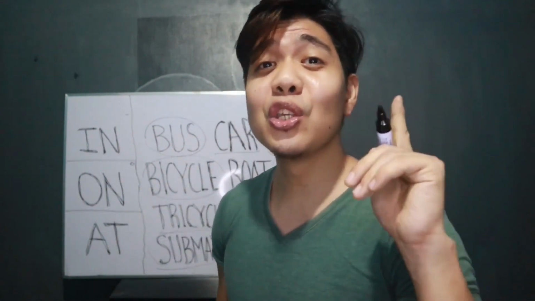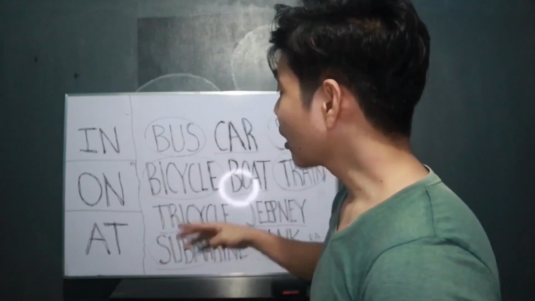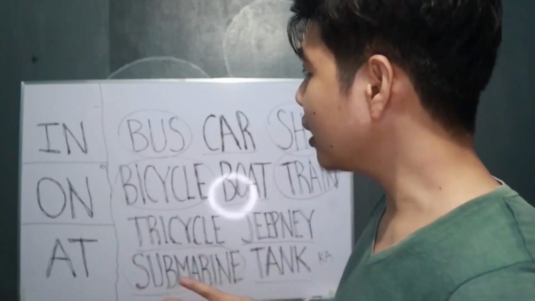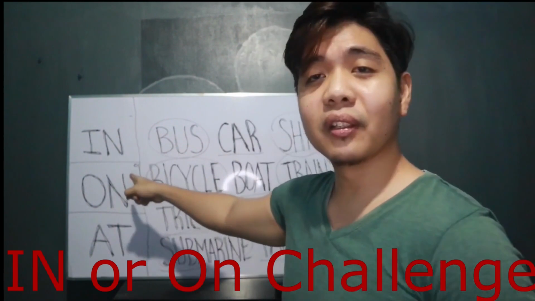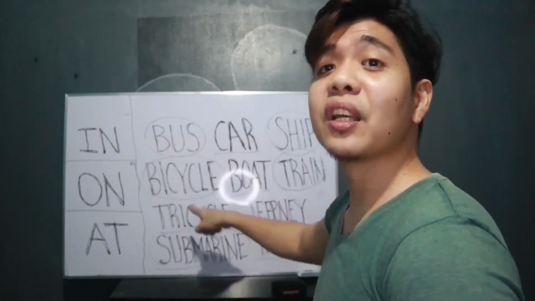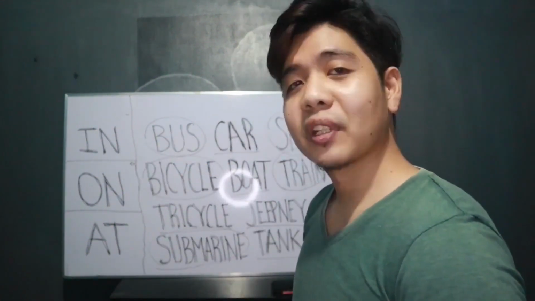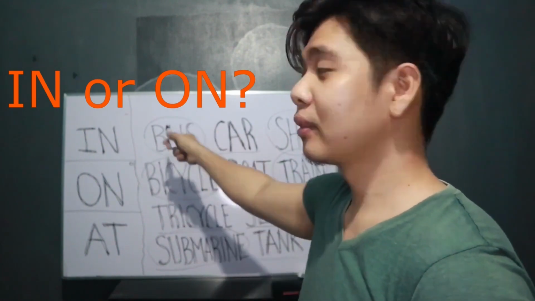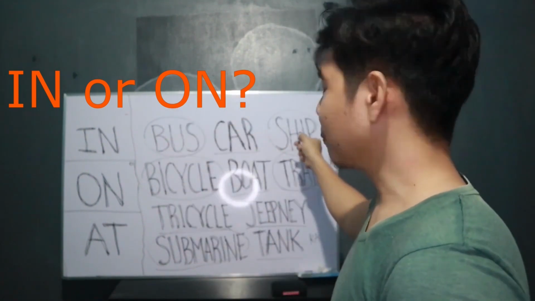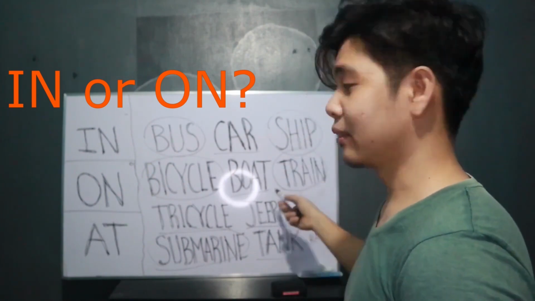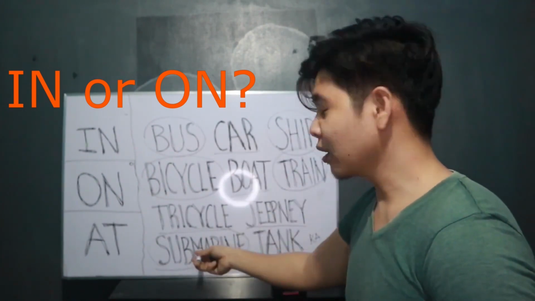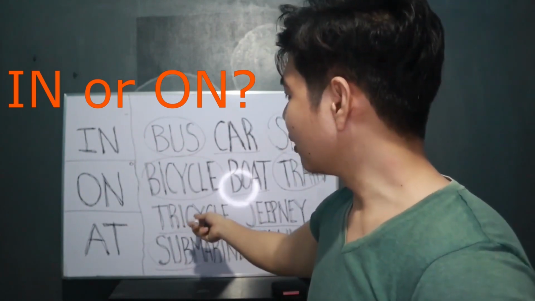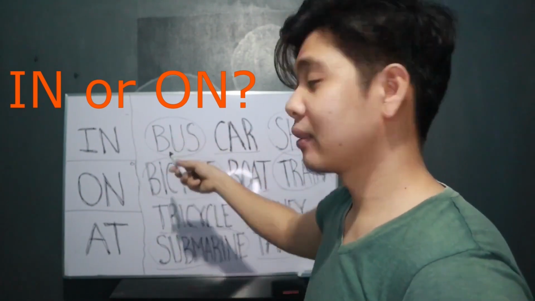Now let me put your knowledge to the test. All you have to do here is to tell me whether we should use in or on. Okay? For each of these vehicles. Ready? Let's begin. Bicycle, bus, car, ship, train, jeepney, submarine, tricycle, bus, tank.